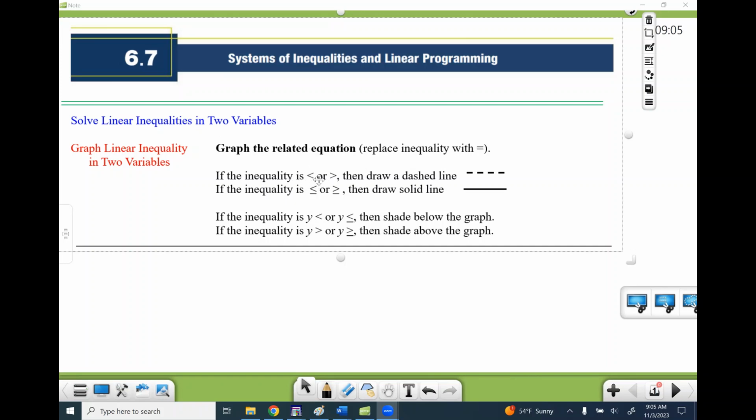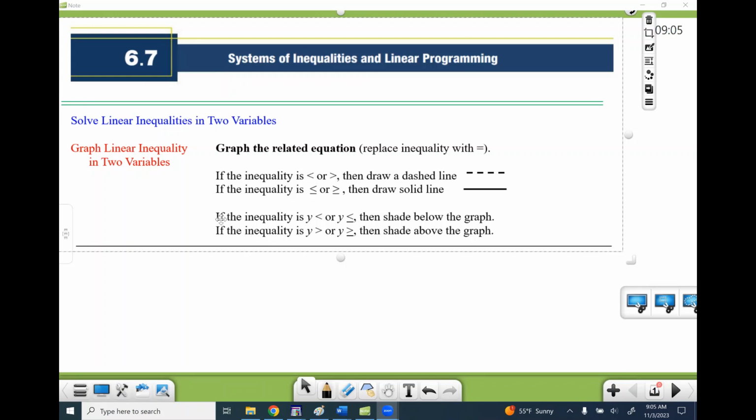The things that are different is that if you have just a less than or just a greater than, it's going to be a dashed line. If it's a less than or equal to or greater than or equal to, then that's going to be a solid line. So sometimes we'll have a dashed line. That's a hard thing to remember.